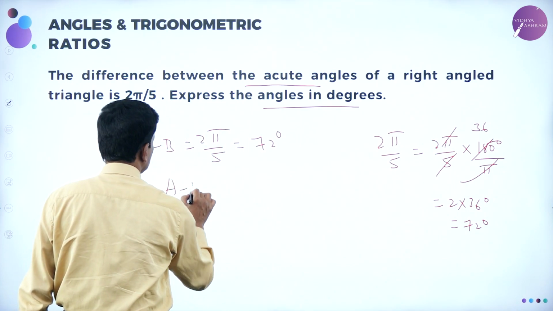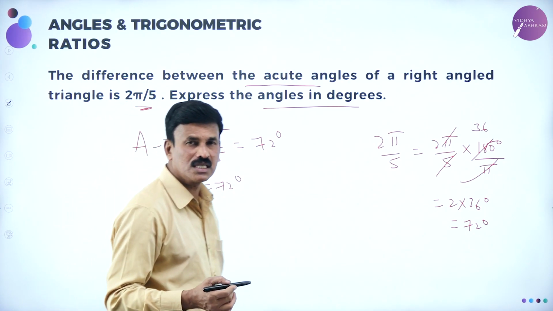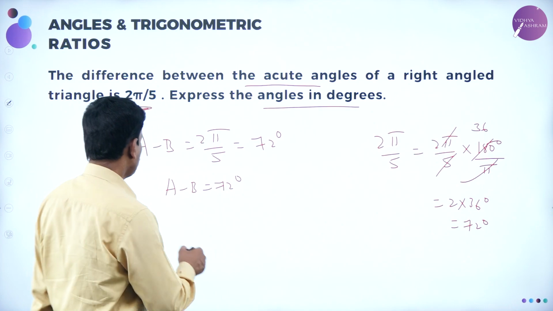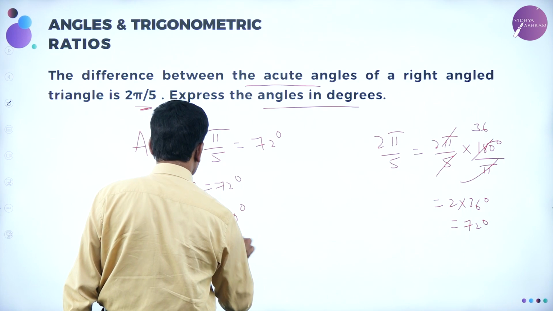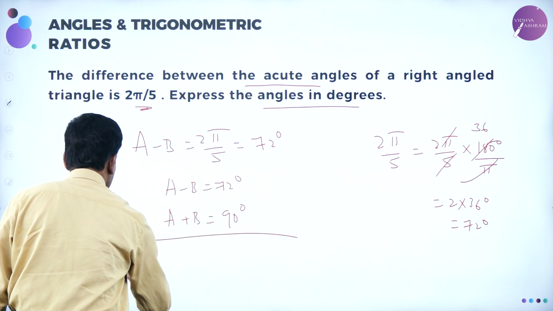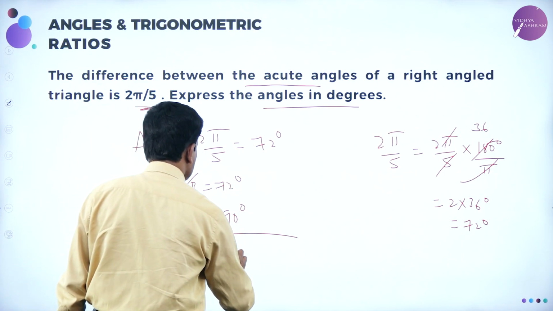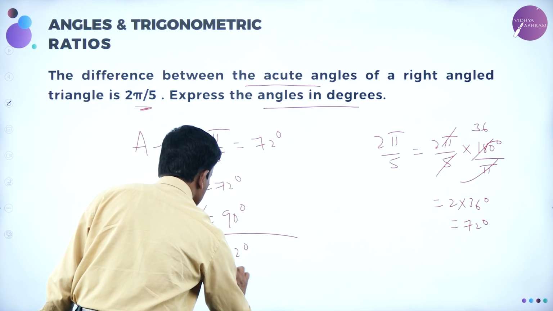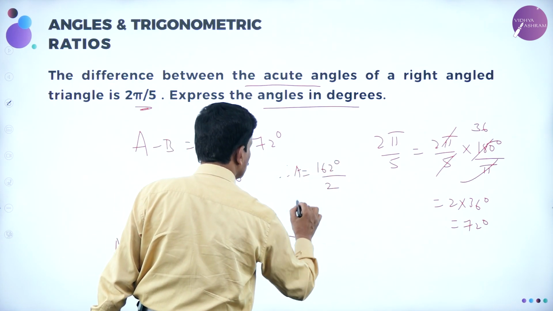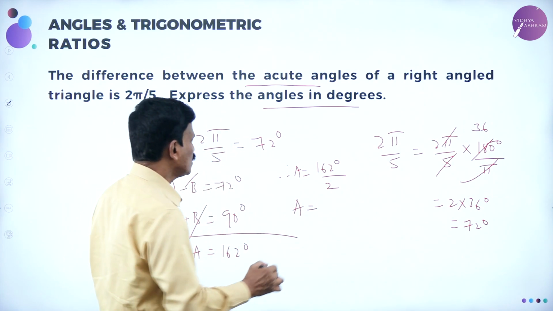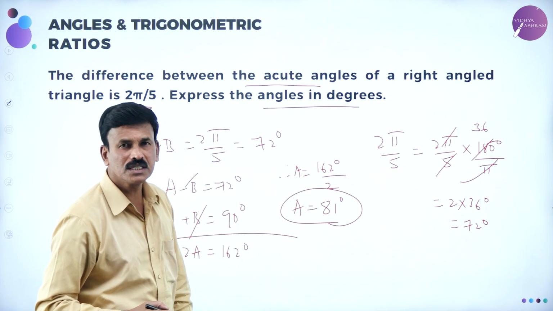Now, A minus B is equal to 72 degrees. We know the sum of two angles here, A plus B is equal to 90 degrees. Now, if you add these, plus B minus B gets cancelled, 2A is equal to 162 degrees. Therefore, A is equal to 162 divided by 2, that's equal to 81 degrees. Angle A is equal to 81 degrees.